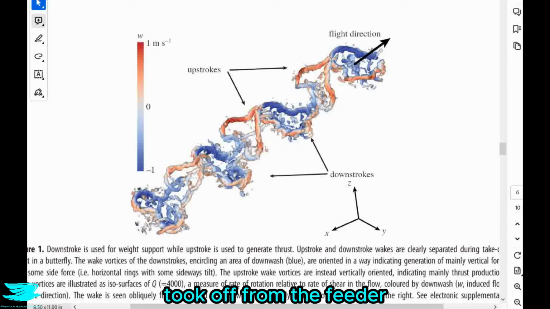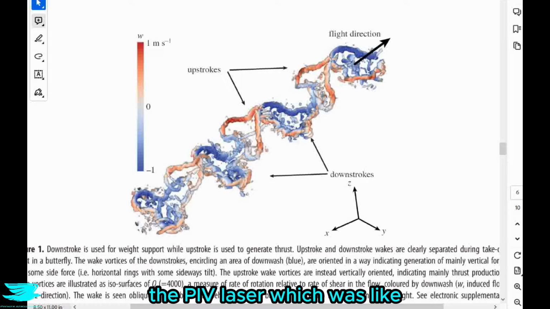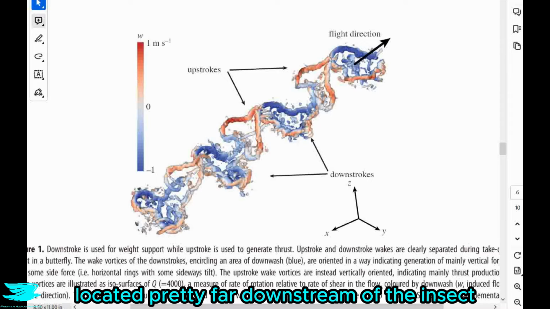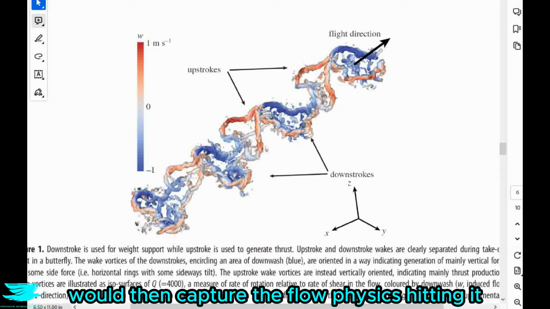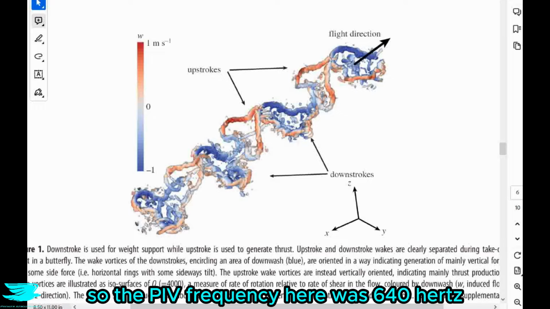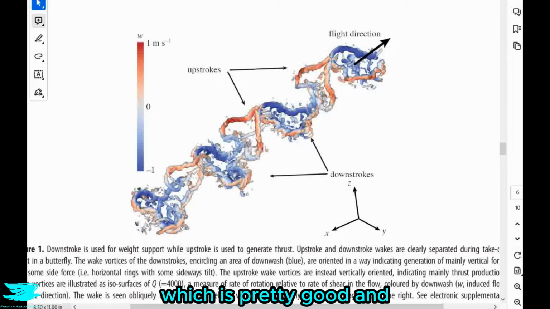Then when the butterfly took off from the feeder, the PIV laser, which was located pretty far downstream of the insect so that the insect wouldn't be harmed, would then capture the flow physics hitting it. So the PIV frequency here was 640 Hz, which is pretty good.